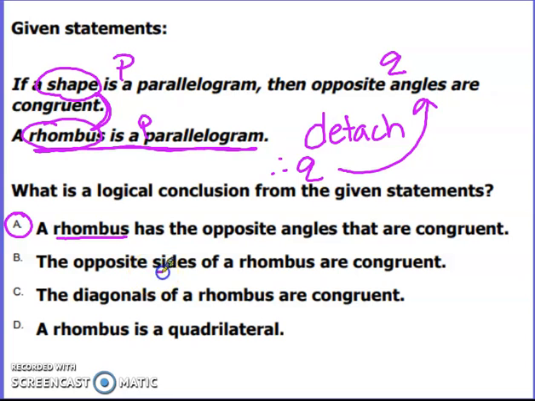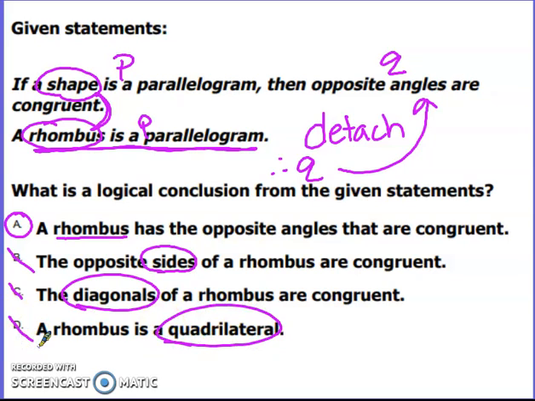We're not using B because of the word sides. It does not talk about the sides in the problem. It does not talk about the diagonals in the problem. And it does not talk about being a quadrilateral in the problem. Even though we know a rhombus is a quadrilateral, we have to go with what is given to us in the specific problem.